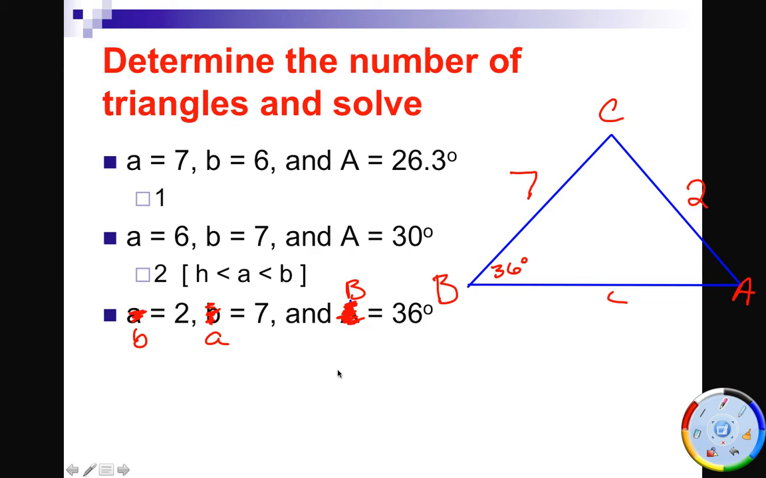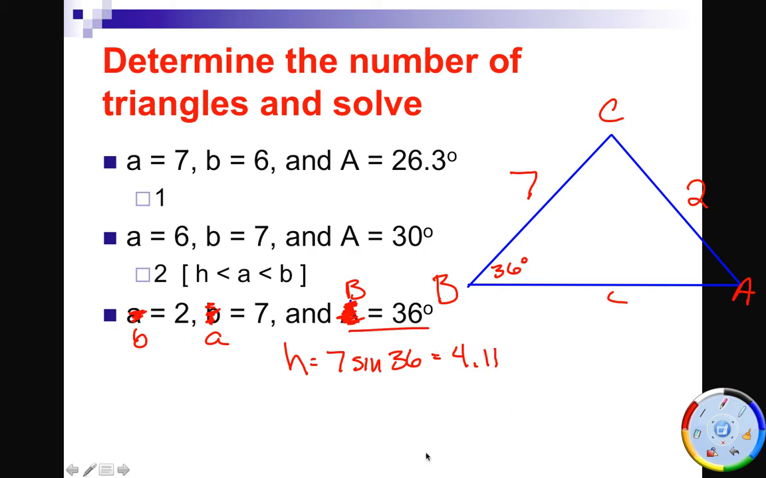And I need to figure some stuff out, so let's figure out the height. The height is given by b sine A, but I don't have a big angle A, but it's this angle and its connecting side. So it's just 7 times the sine of 36. And doing the math on that really quick is 4.11.